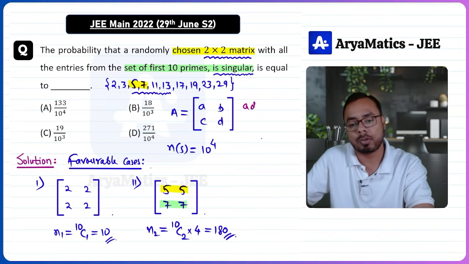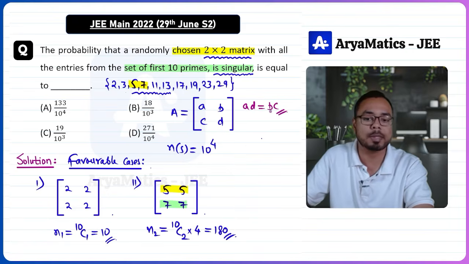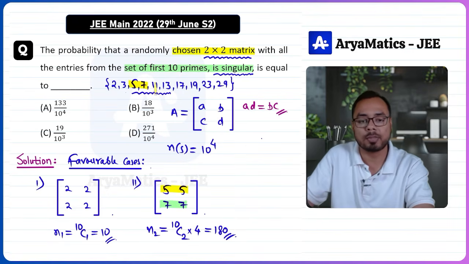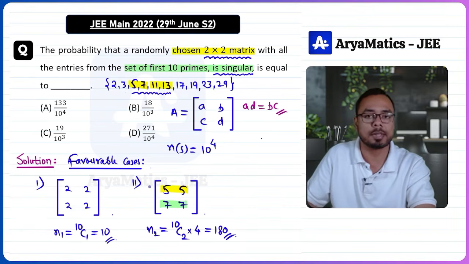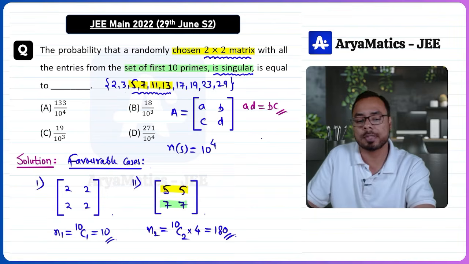Now, product of any two prime numbers will not be the same as product of any two other prime numbers. If I have selected these 4 prime numbers, then A into D is not the same as B into C if they are different numbers. So these are the only two possibilities that we have.